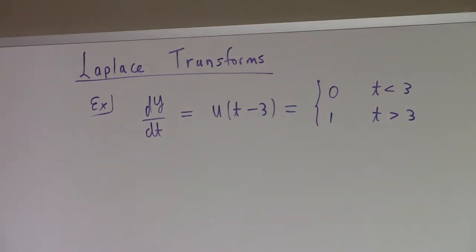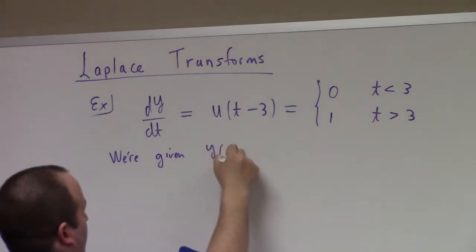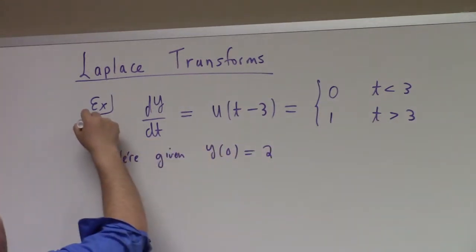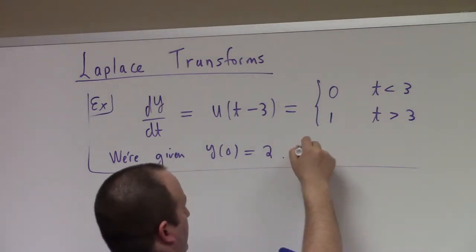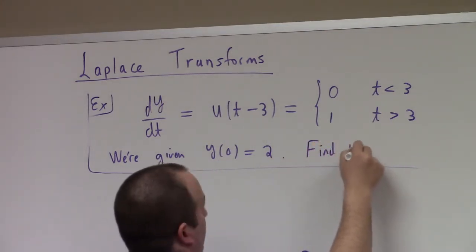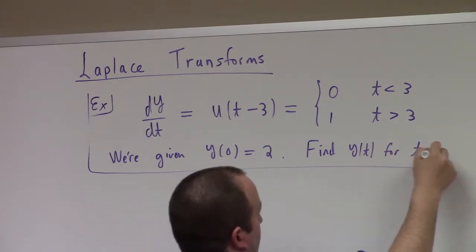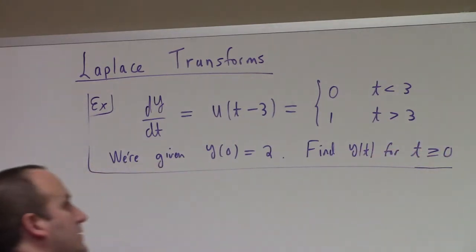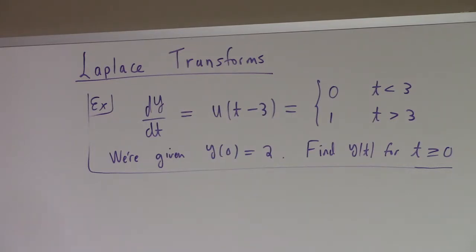And let's suppose, in addition, that we're given that y of 0 is equal to 2. All right. So then here's the problem. Find y of t for t greater than or equal to 0. All right. Now, of course, you could do this with conventional calculus. What would you do? You break it into pieces. You solve dy/dt equals 0 from time 0 to time 3, right? So you could actually probably solve this without too much trouble.